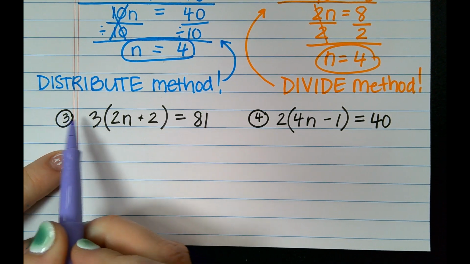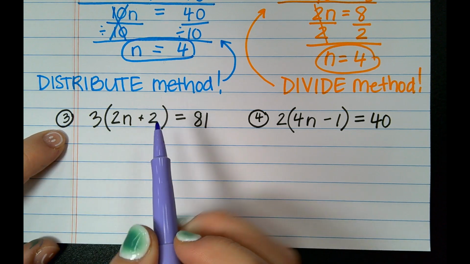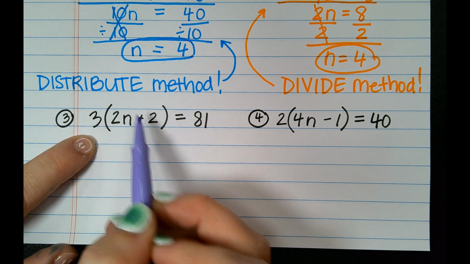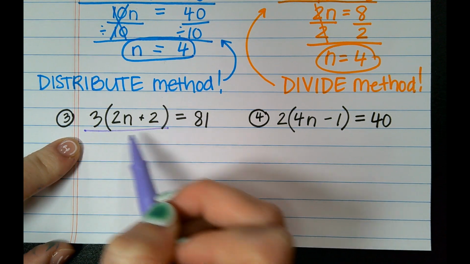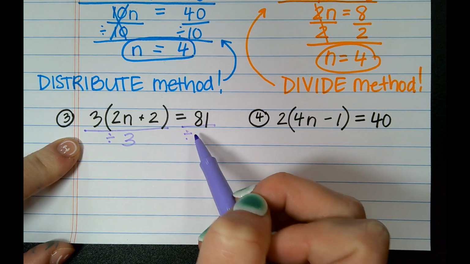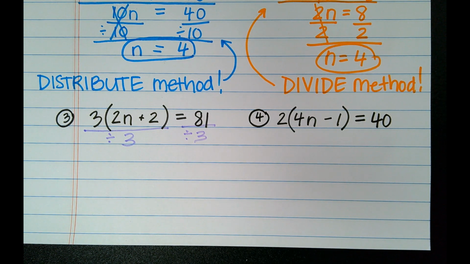Okay, which one do you want? Number 3. Divide. Good. This 3 on the outside means 3 times whatever's there. To get rid of it, we use division. Divide by 3.